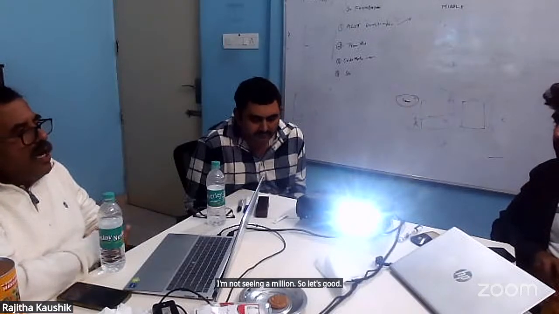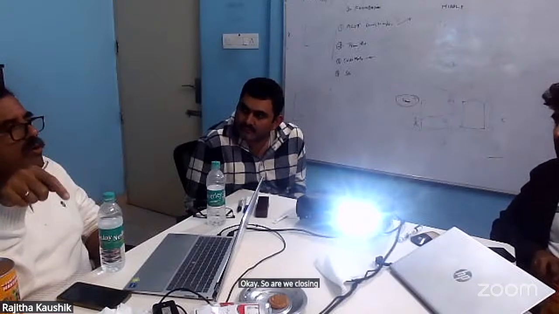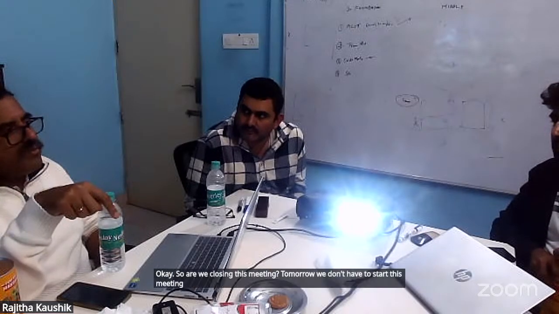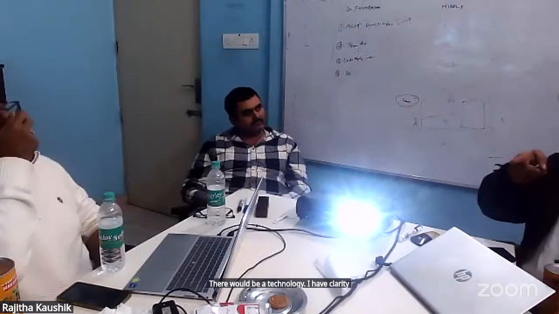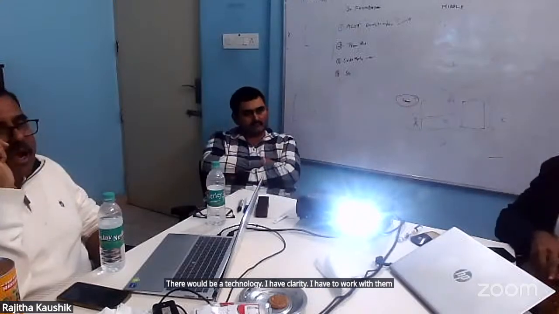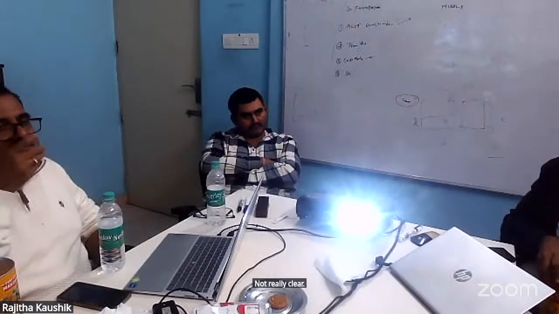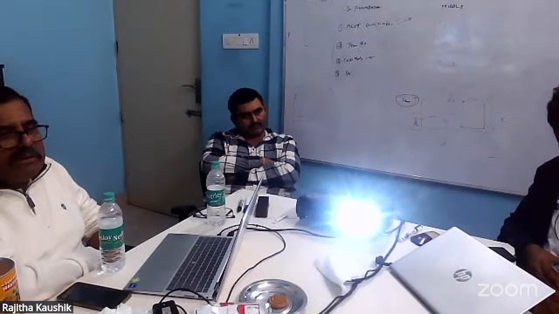So are we closing this meeting? Does everybody have clarity? I have clarity, I have to work with them. Just teacher mate, I'm not very clear about the interaction. I know you have a view, he has a view. But the interaction is not very clear: what kind of implementation, how you will give the content, what they make, and what will finally be fed to the student.